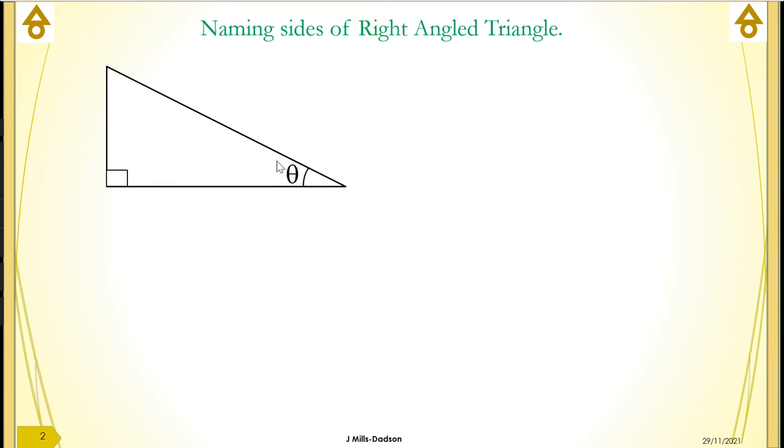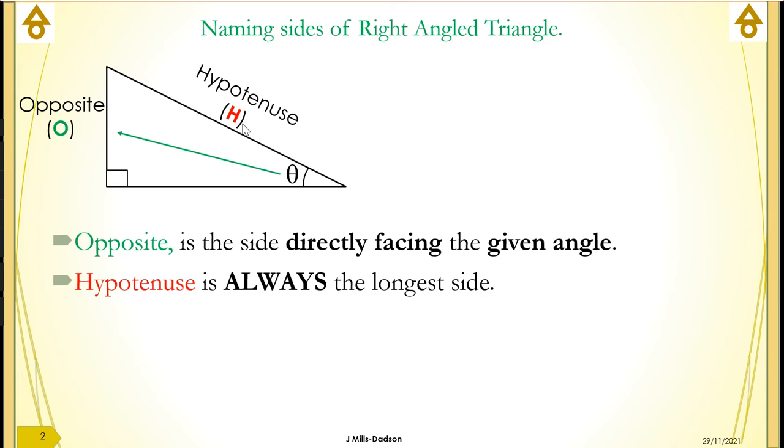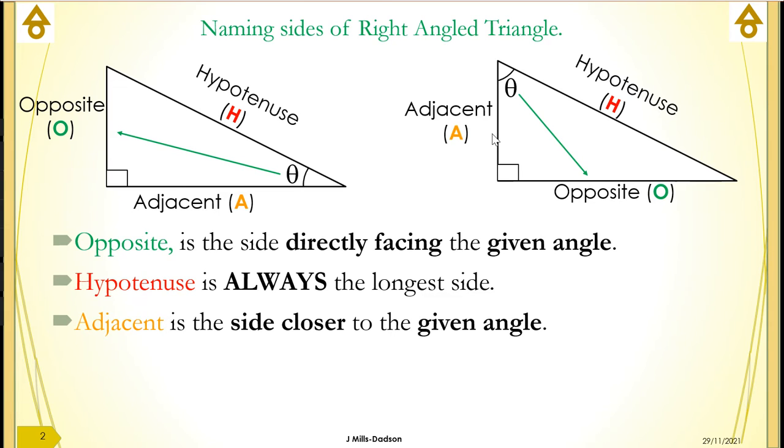So given angle theta as a reference point, the side facing the angle is called the opposite side. I'll call it O. The longest side is always called the hypotenuse. I'll call it H. And the third side is called the adjacent. So this is how we label it. Now let's say this side, given theta as reference point, this is the opposite, longest side hypotenuse, third side adjacent. So you must learn how to label it properly.